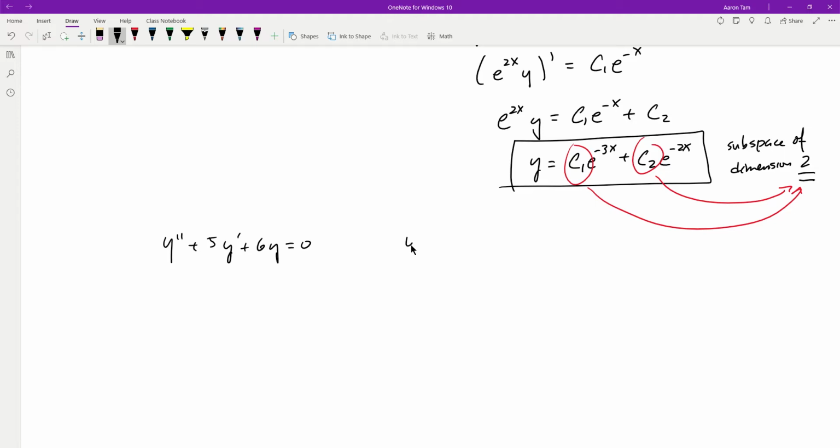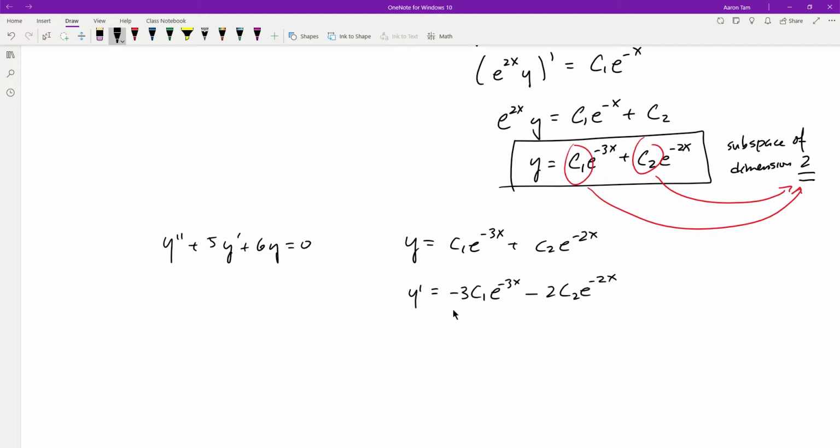And we're claiming that our solution is c1 e to the negative 3x plus c2 e to the negative 2x. It's interesting to see how this works out. The idea here is that if this is y, then y prime equals negative 3 c1 e to the negative 3x minus 2 c2 e to the negative 2x.